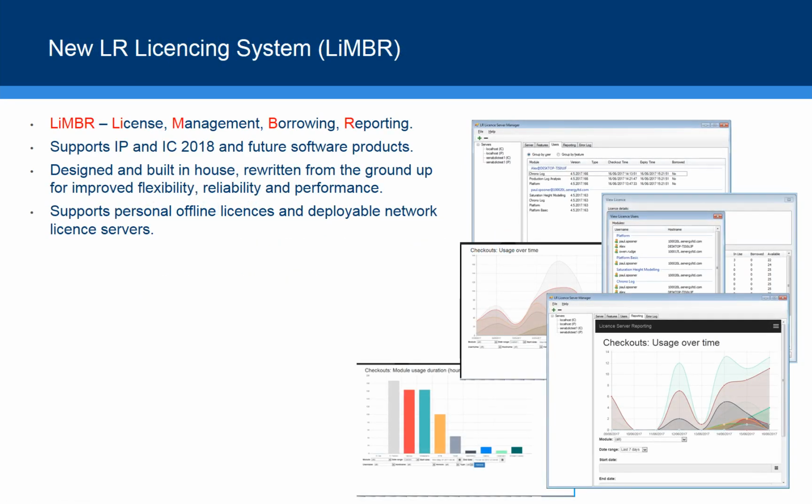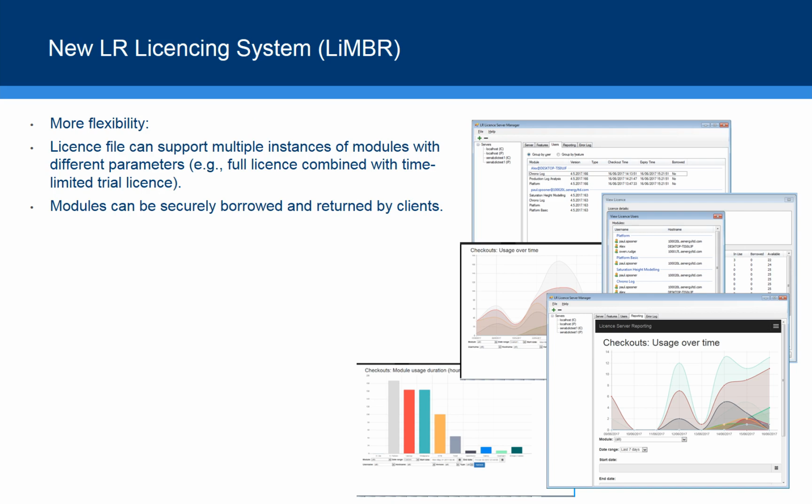With the release of IP and IC 2018, we've introduced a new LR licensing system, LIMBR. It supports IP and IC 2018 along with future LR software products. It's been completely rewritten from the ground up to improve flexibility, reliability and performance. As before, it supports both personal licenses and deployable network license servers. The increased flexibility allows for multiple instances of modules. For example, we can combine some modules with a full license along with temporary trial licenses for other modules. As before, modules can be borrowed and returned to allow a user to go off-site with their laptop and continue working.